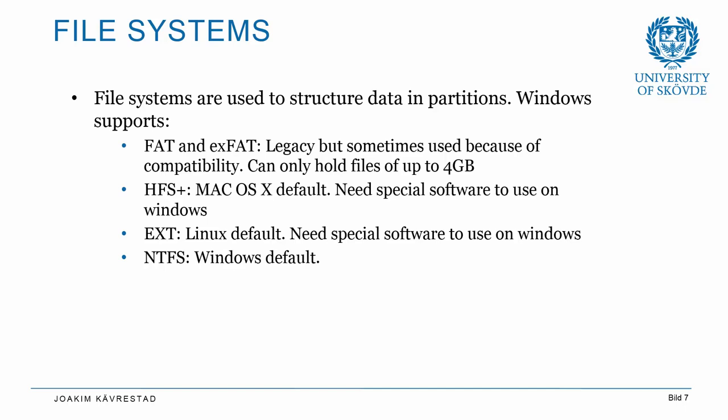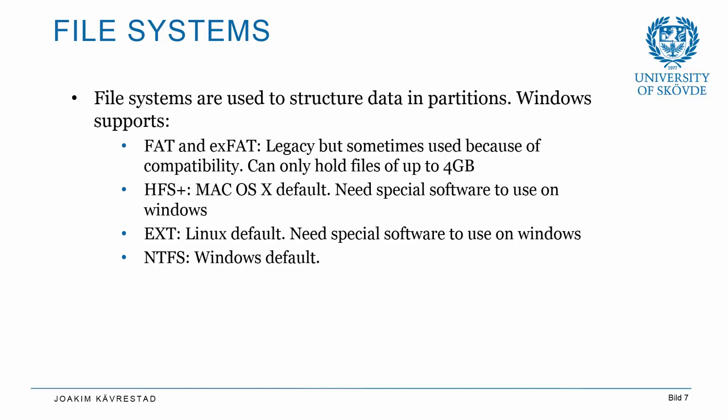Windows supports a number of file systems. We have FAT and exFAT that are considered legacy file systems. They can only hold files up to 4 gigabytes, and they have a bunch of other drawbacks that you can read about in the material. They are legacy, but they are sometimes still used because of compatibility. For instance, there are many video surveillance appliances that can only read FAT or FAT32 file systems. exFAT usually works quite well as a cross-platform option, so you may still see it out there.